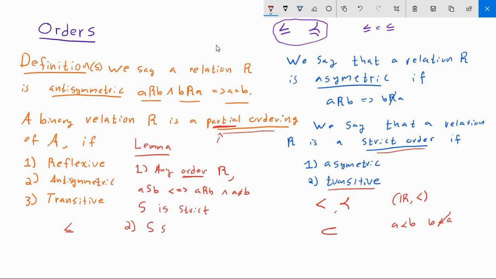Conversely, if S were a strict ordering to begin with, you might be able to guess what the case is going to be in this case. If we define a relation R such that A is R related to B if and only if A is S related to B or A is equal to B, then it turns out that R is a partial ordering.